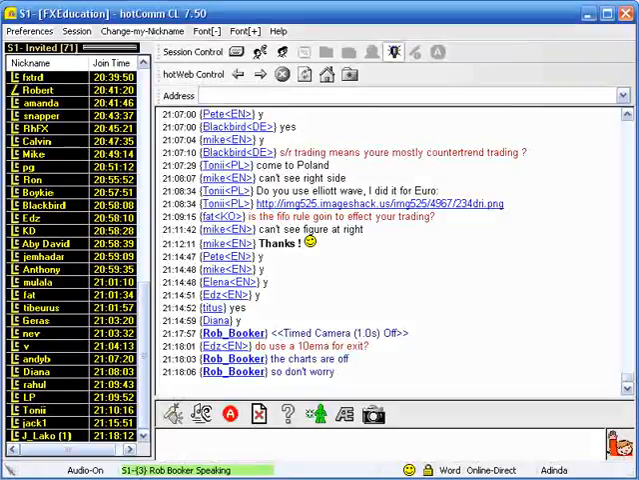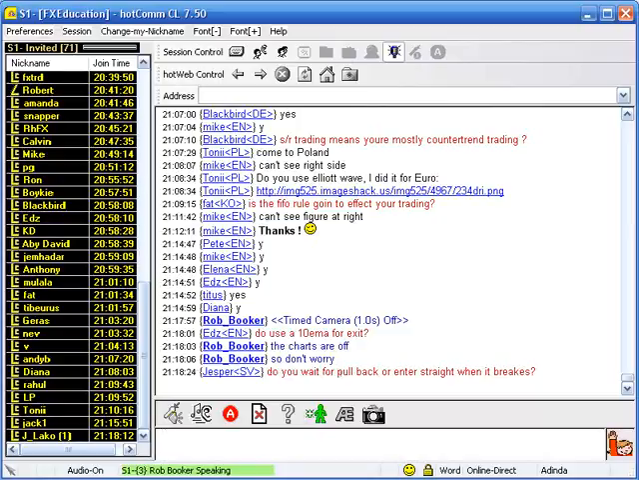I do not use Elliott Wave. It doesn't mean that I think that Elliott Wave is bad. It just doesn't work for me. Is the Fibonacci rule going to affect your trading? No. Fibonacci does not affect my trading with this system. Ed says, do I use a 10-period exponential moving average for exit? That would be reasonable, but I do not do that.